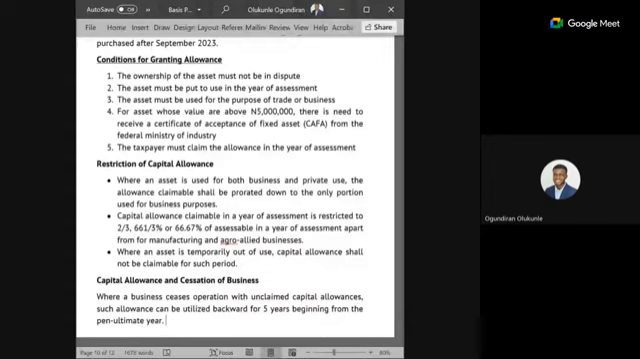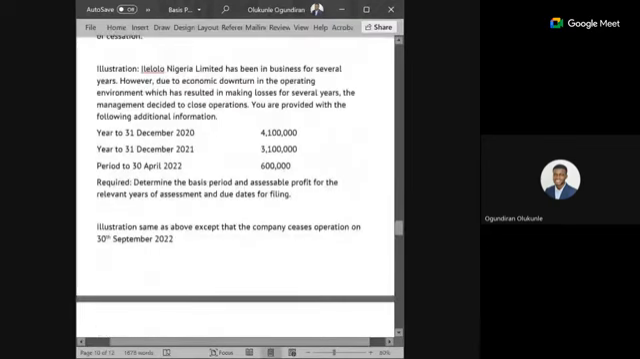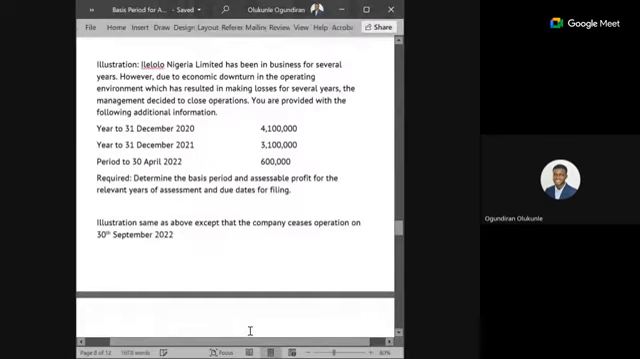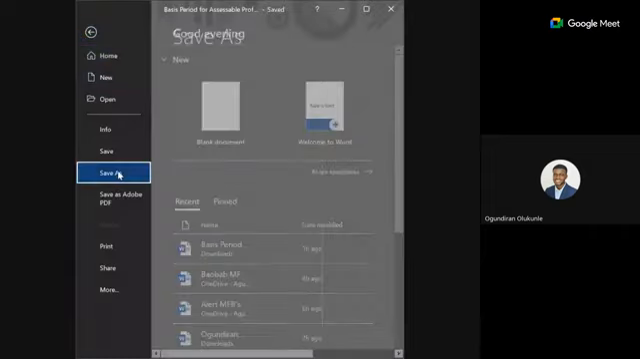All right. So what we are saying is that where you cease operation and you still have some unclaimed, unutilized capital allowance, you can utilize it backward for 5 years, beginning from the penultimate year. That is pretty much it about capital allowance for now. Like I said, against next class, I will send 2 or 3 illustrations for us to quickly play with, and possibly we will keep up from there.